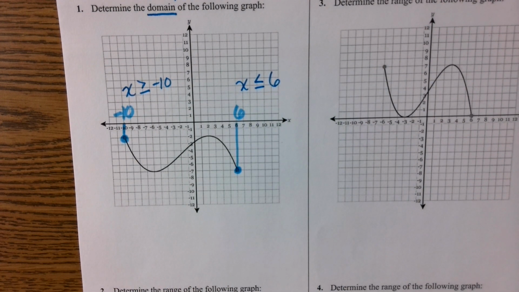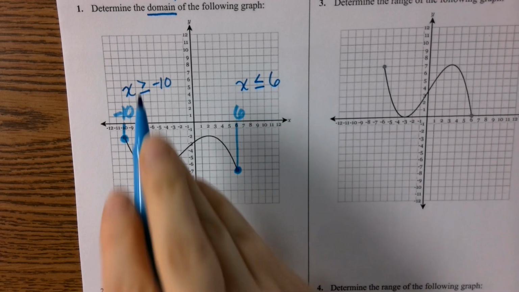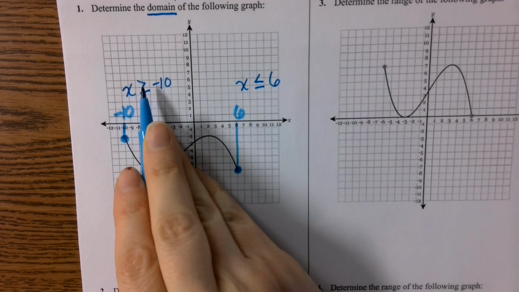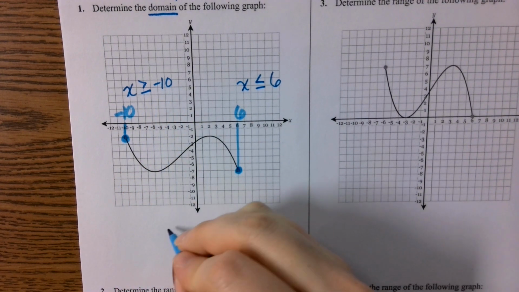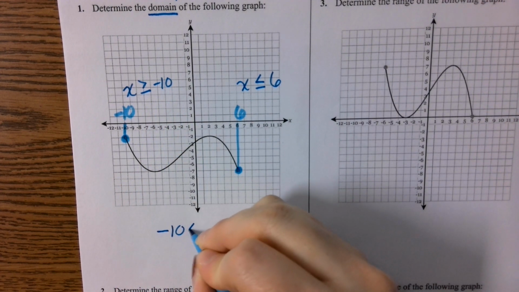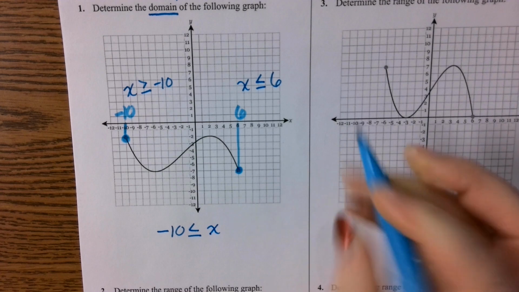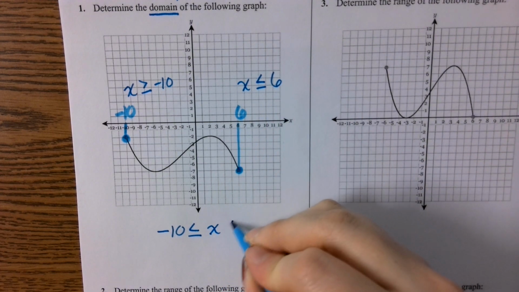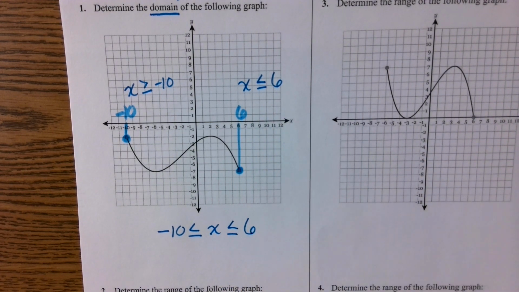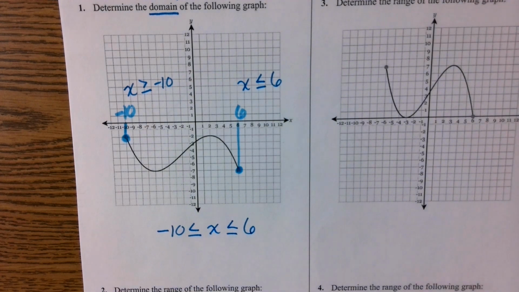Which one of them am I going to flip? The negative 10 or the 6? The negative 10. So we're going to flip this. Instead of saying x is greater than or equal to negative 10, we're going to say that negative 10 is less than or equal to x, and then we piece the second part, less than or equal to 6. So there is my inequality, compound inequality.